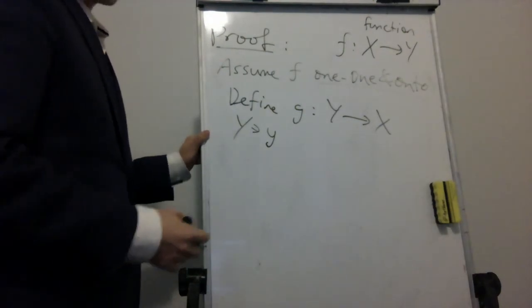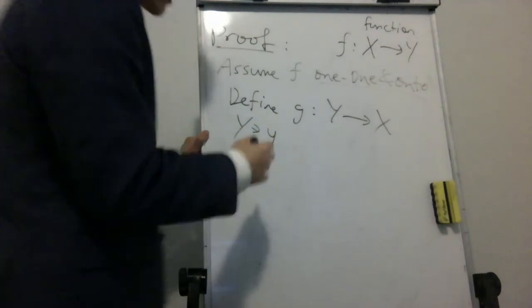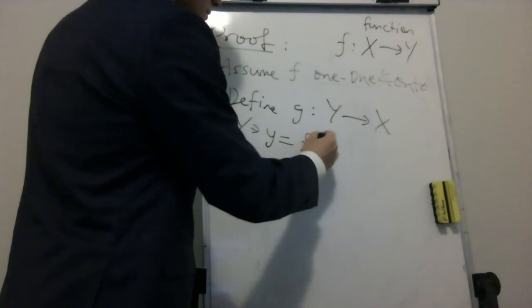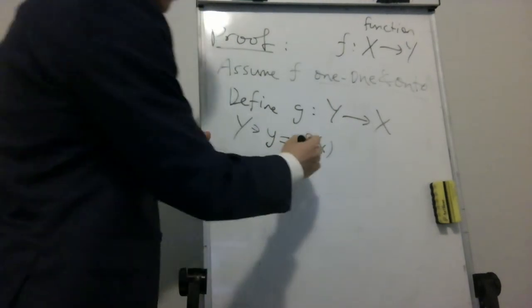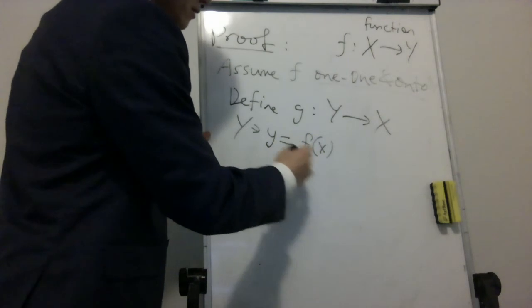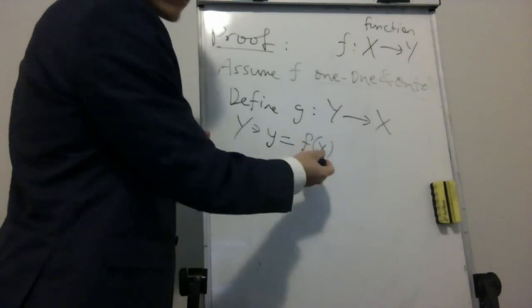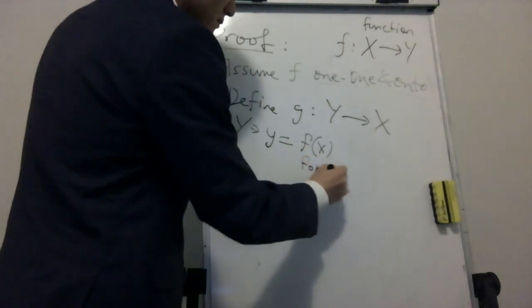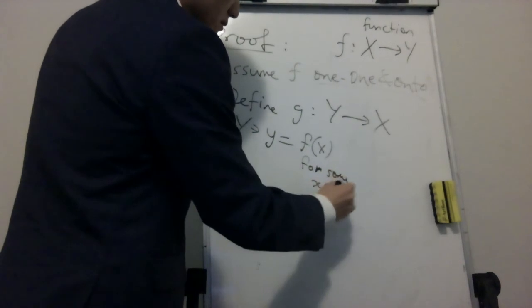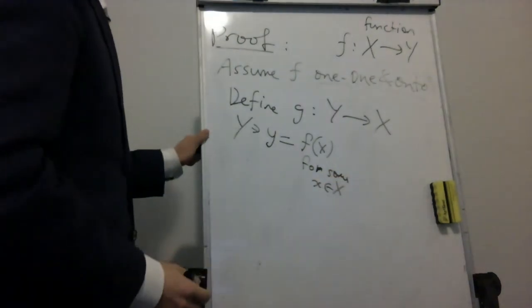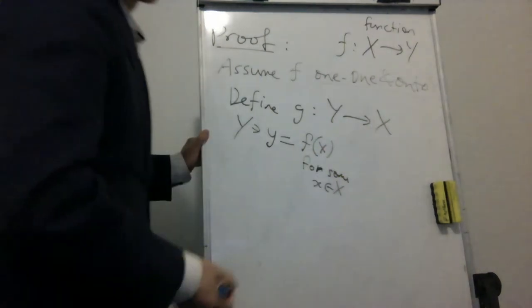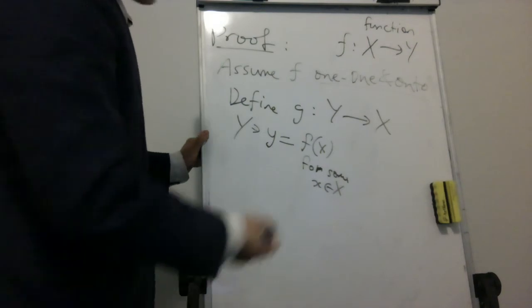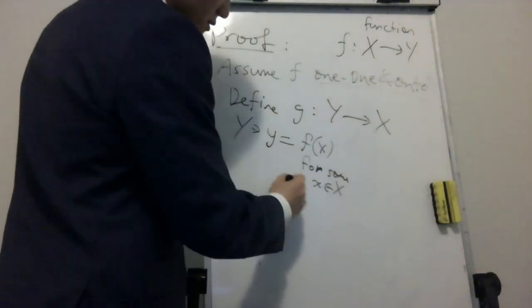Well, because f is onto, there exists an x, okay, such that y is output from that x. So for some x, okay, because f is onto. Now, because f is 1 to 1, this x is unique.